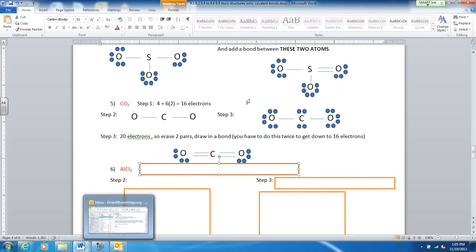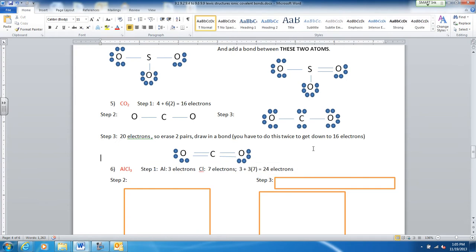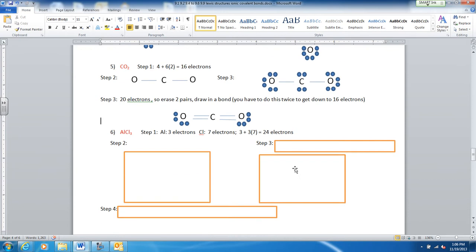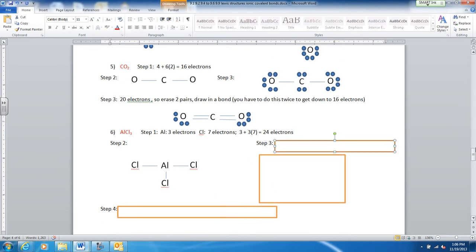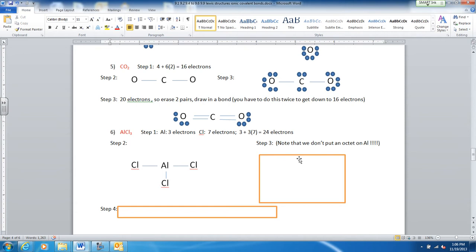Add up your valence electrons. And again, pause. You can do this on your own. We need 24 total electrons. Set up our stick structure. Aluminum goes in the center. Fill in our valence electrons.